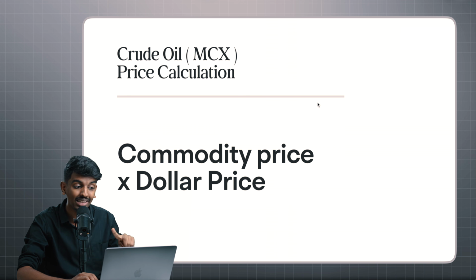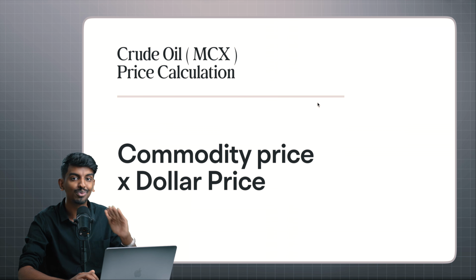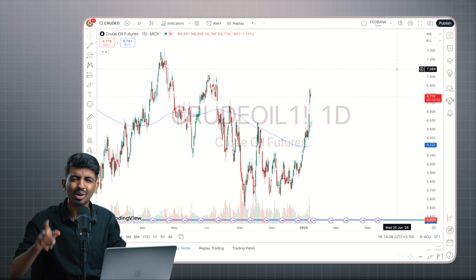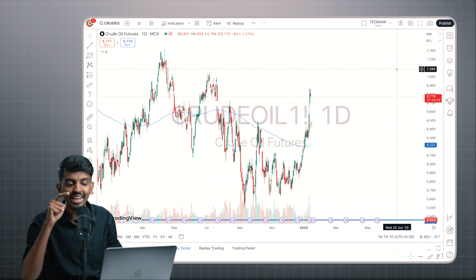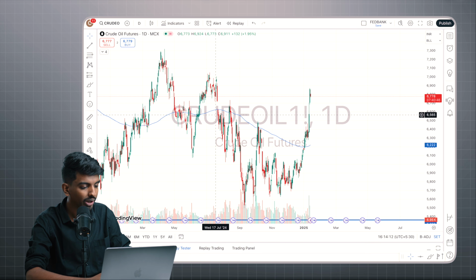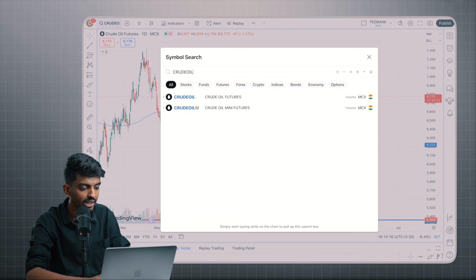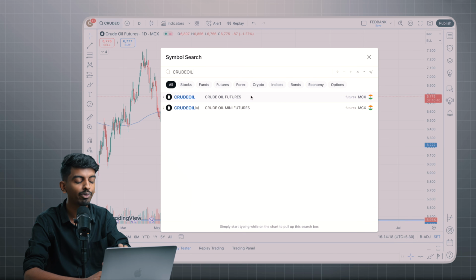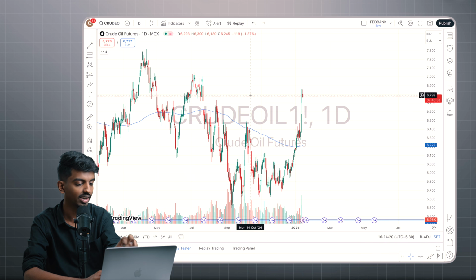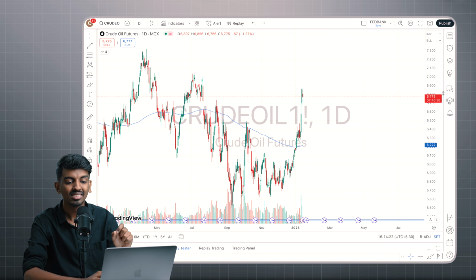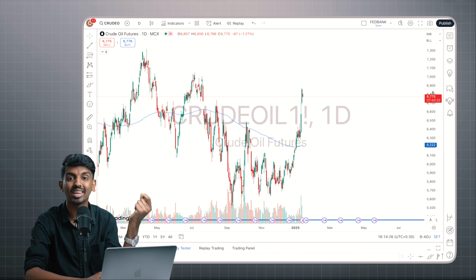So how is the price in MCX calculated? It is very easy. Commodity price into dollar price. So let's check out what is the price of crude oil right now in MCX. Okay, going back to TradingView, you can type in crude oil here and you can find crude oil futures and you can see MCX here, right? What is the price? 6,775.